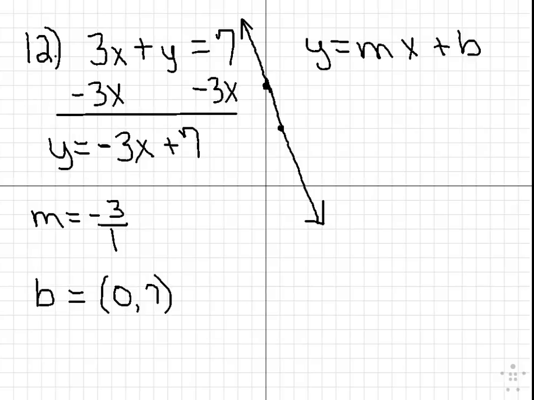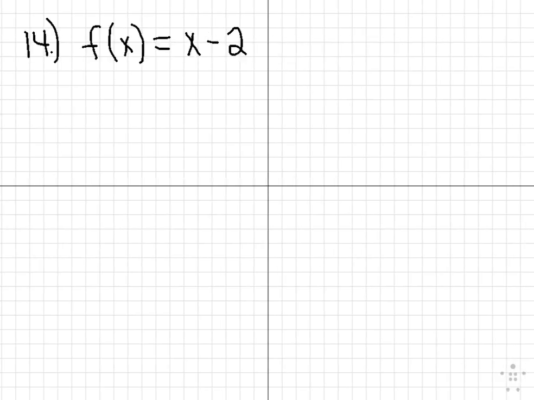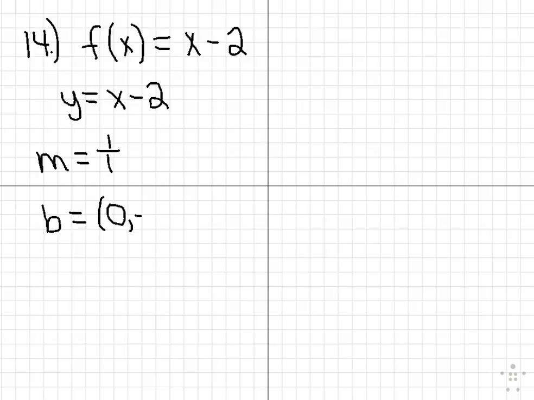Move on to question number 14. We're to graph this equation. Just treat the f of x as if it's a y. All right, so if you want to replace it with y, you can. So y is equal to x minus 2. Think of it that way. So m is equal to 1 over 1. And my y-intercept is 0, negative 2. So it crosses the y-axis at negative 2, right there. And then we know the slope is rise over run, so up 1 over 1. So up 1 from that point and over 1. And then simply connect.